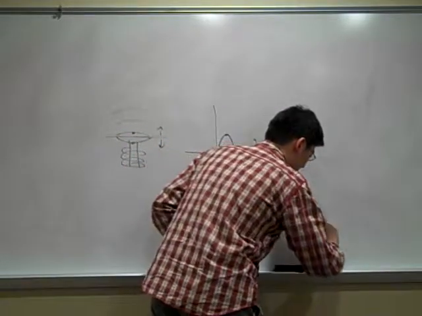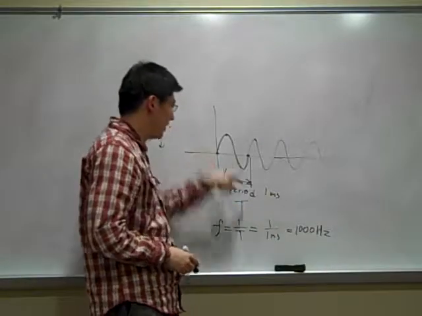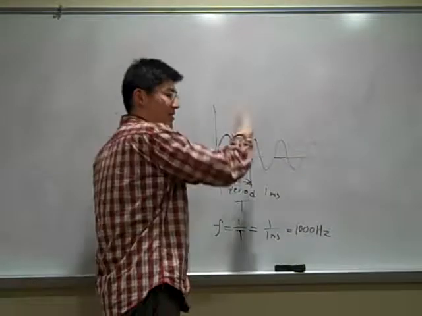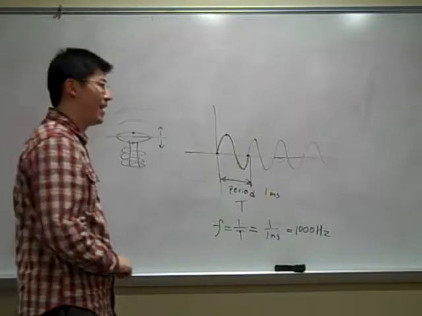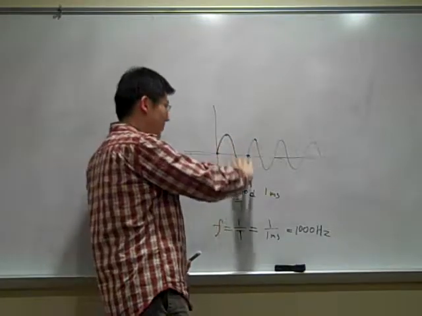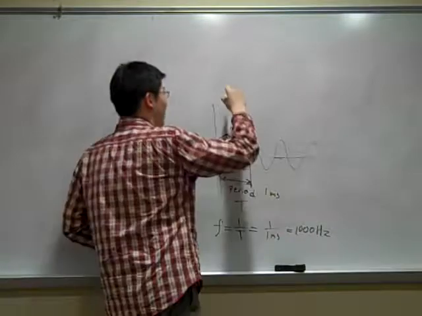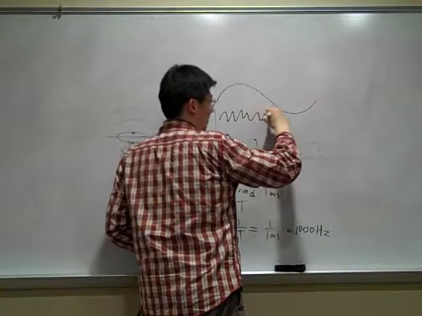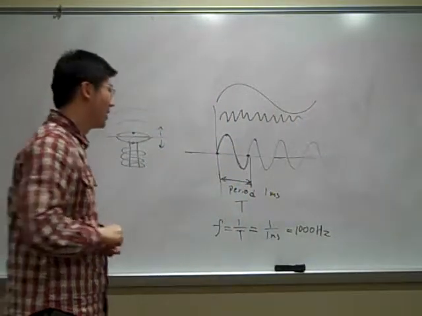So 1,000 hertz means 1,000 of these up-down patterns occur per second. One second goes like this 1,000 times. That is the frequency, and how many times per second this occurs determines our pitch. The longer the period, the lower the pitch will be, and the closer together these things are, the higher the pitch will be.